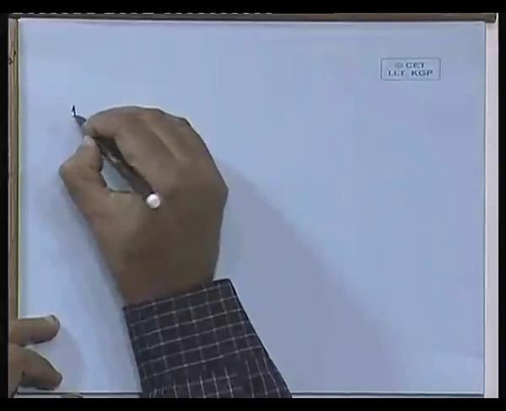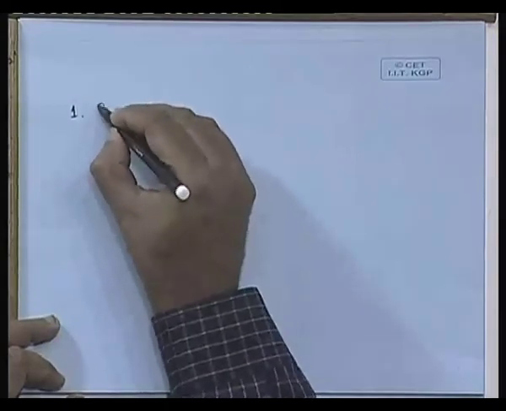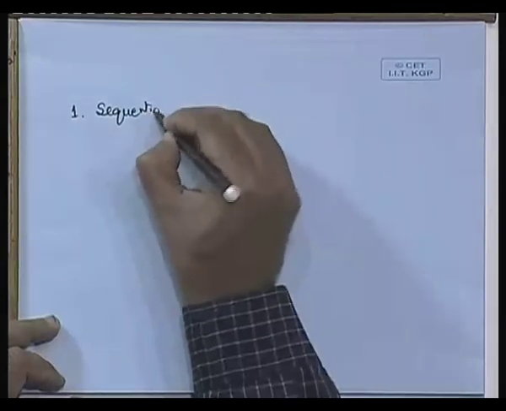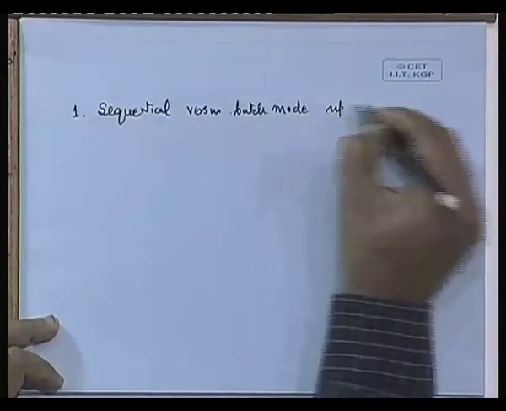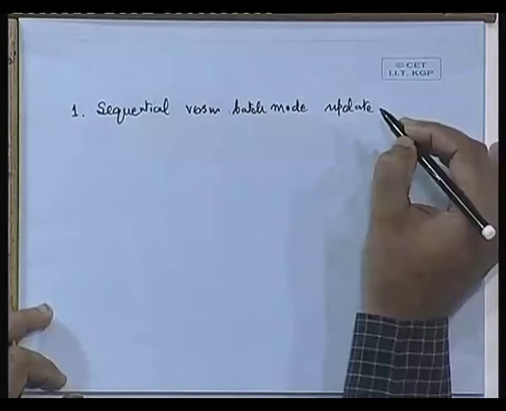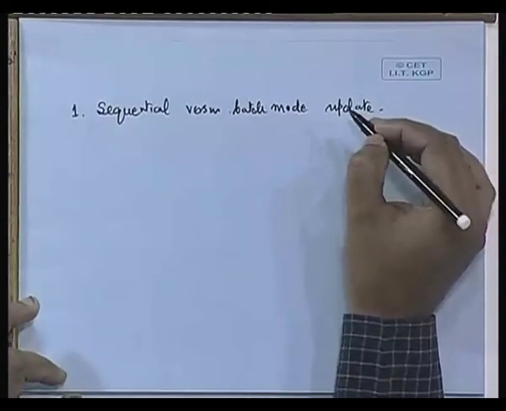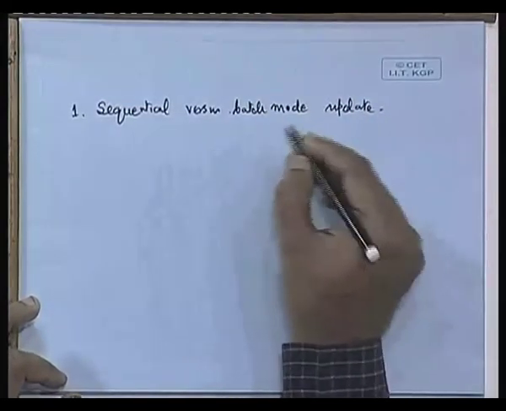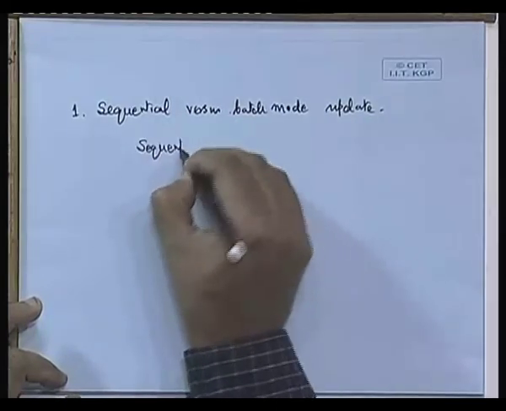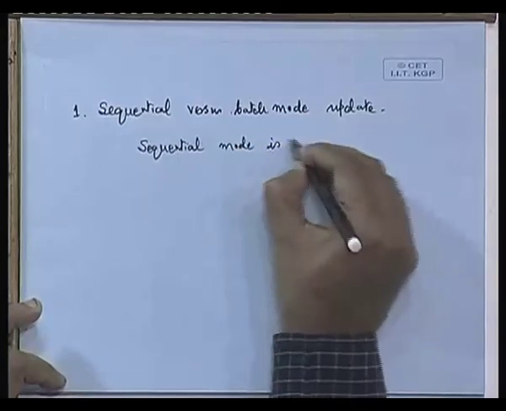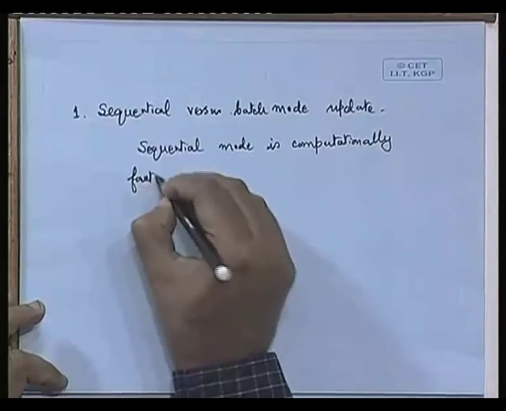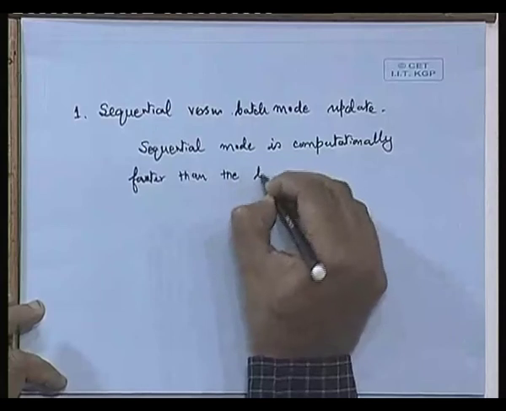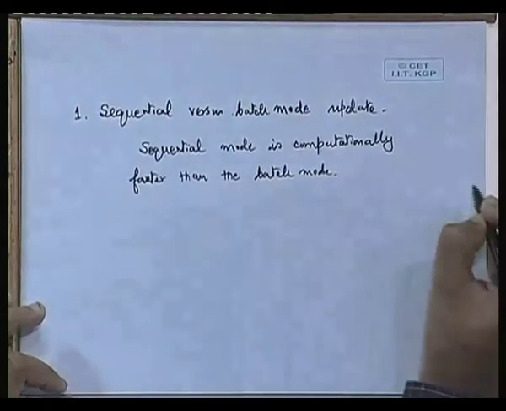Now, one of the heuristics that we use for the backpropagation is, firstly, that we had initiated already the debate related to the sequential versus batch mode of processing. So, sequential versus batch mode update. And there one can note that the sequential mode is computationally faster as compared to the batch mode. This is a very interesting observation.